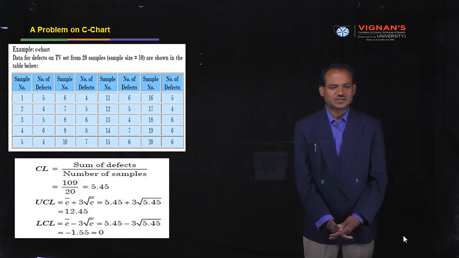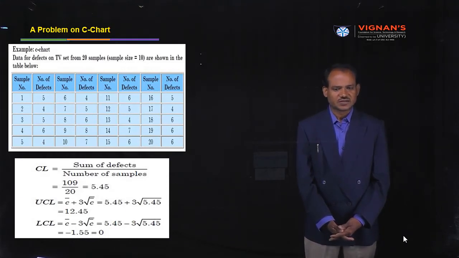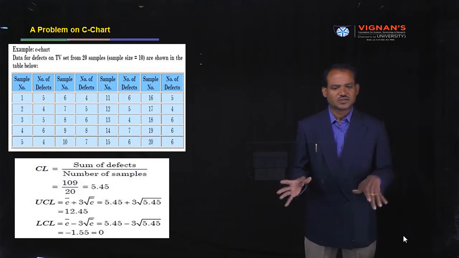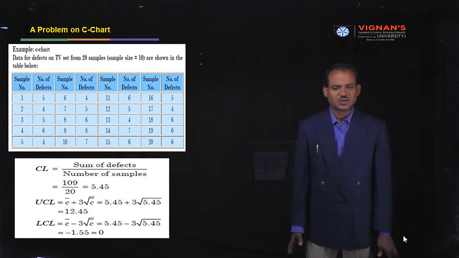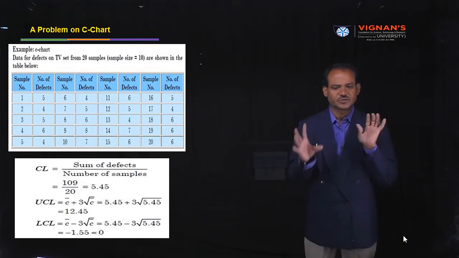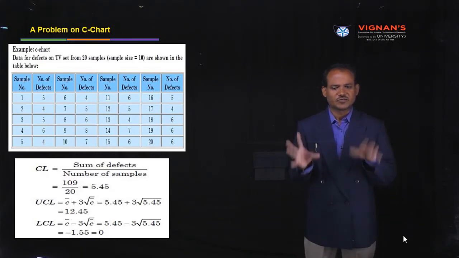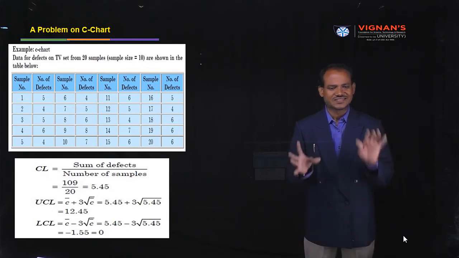Sum of defects is equal to 109. Number of samples are 20. Therefore, CL is equal to 109 divided by 20. It becomes 5.45. After completion of CL, calculate UCL. We have formula. You have to remember this formula all the time. C bar plus 3 into square root of C bar. Simply substitute all the given values. You will get 12.45.